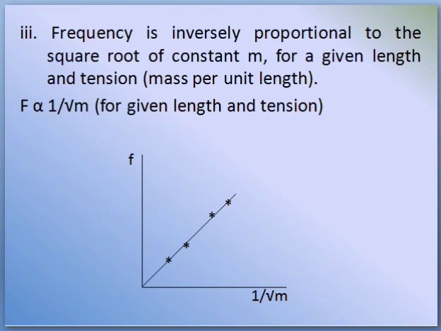And 3. Frequency is inversely proportional to the square root of M for a given length and tension, that is, mass per unit length. So we have F ∝ √(1/M) for a given length and tension.